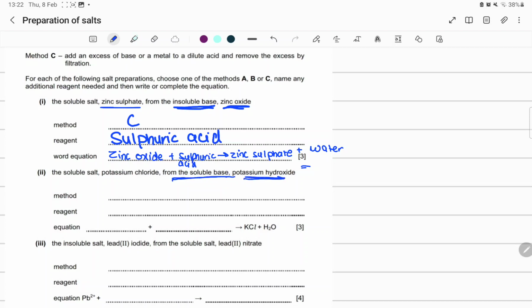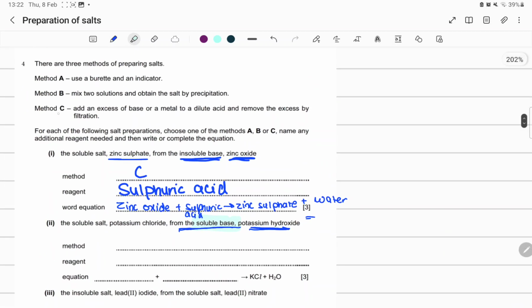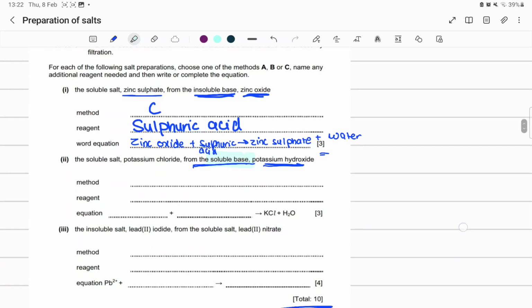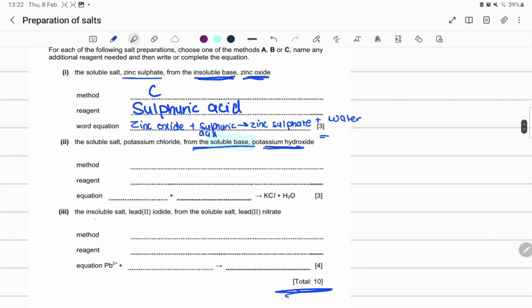Again, this over here is your immediate indication that we are using method A. Soluble base, method A. Insoluble base, method C, excess method. Soluble base, titration; insoluble base, excess method. And over here, your indication is the insoluble salt. That is your product precipitation.